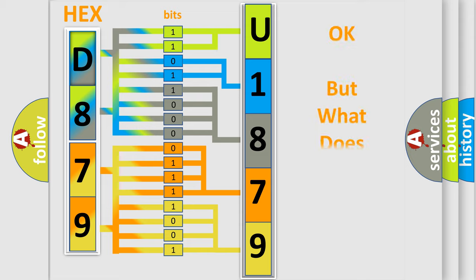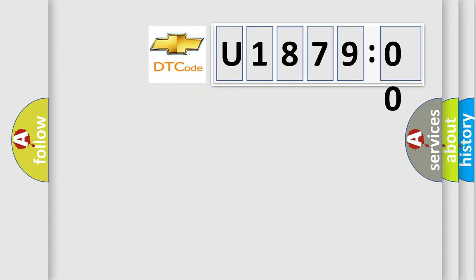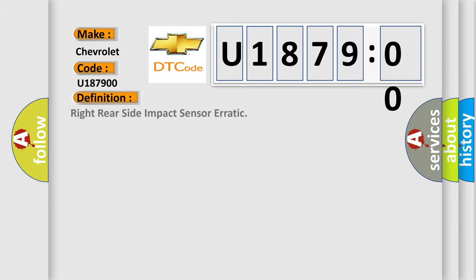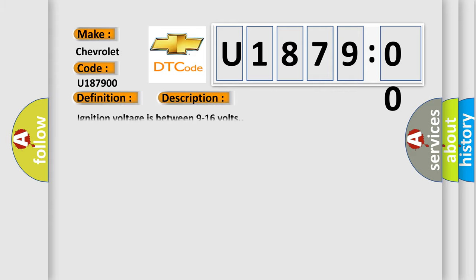The number itself does not make sense to us if we cannot assign information about what it actually expresses. So, what does the Diagnostic Trouble Code U1879-00 specifically interpret for Chevrolet car manufacturers? The basic definition is right rear side impact sensor erratic. And now this is a short description of this DTC code.